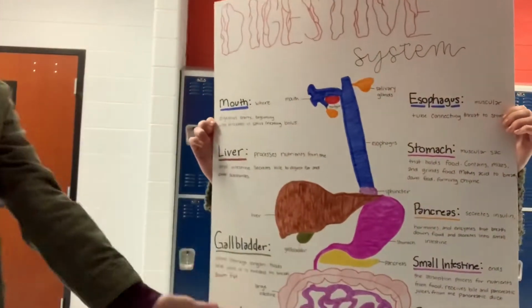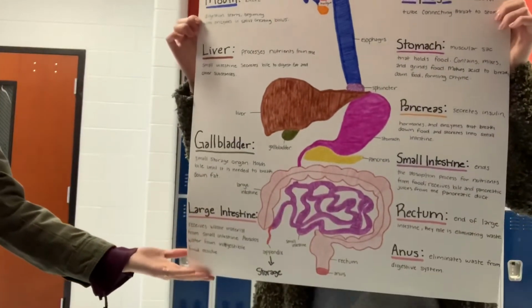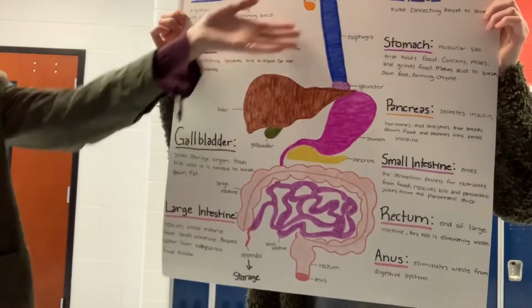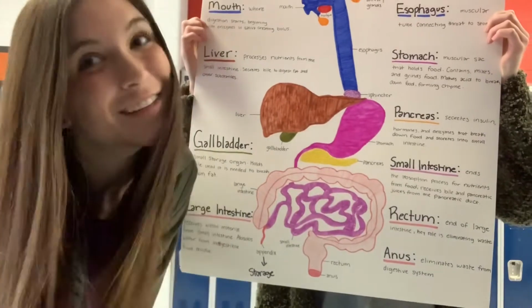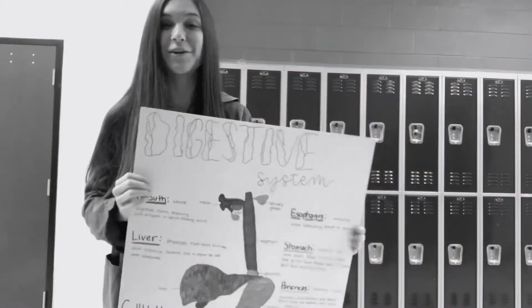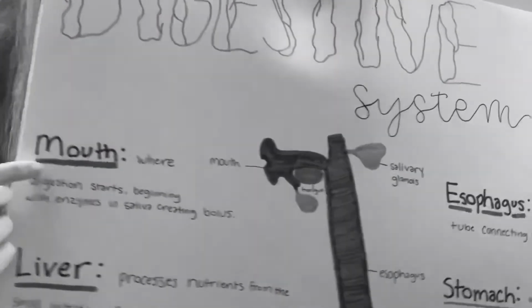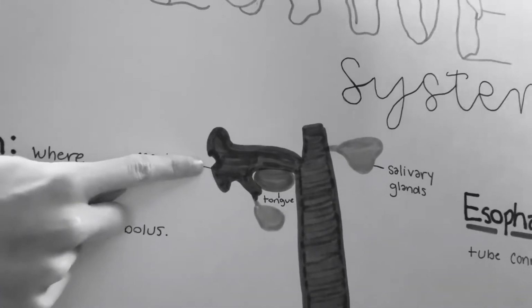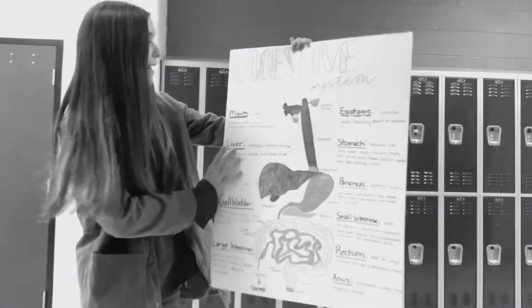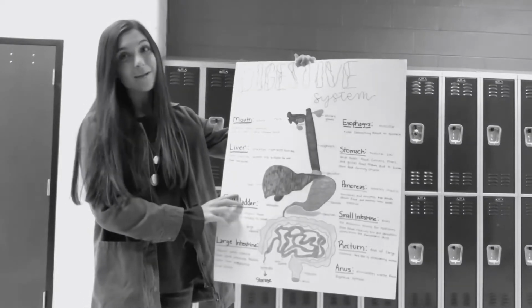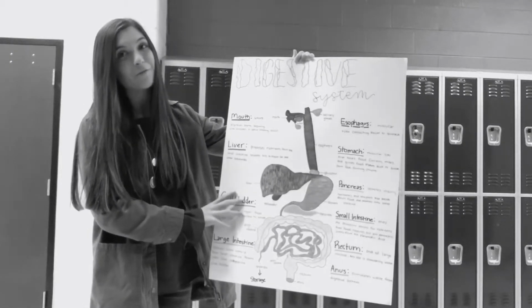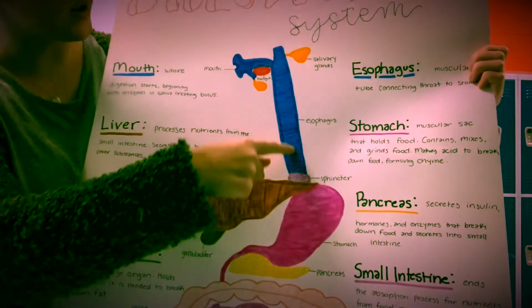So here we have a diagram of the different organs of the body and their functions on them. So we will be going over each one individually. So first we have the mouth, which will be located right here. The mouth is where digestion starts in the digestive system, with enzymes in saliva to break down food and form bolus.